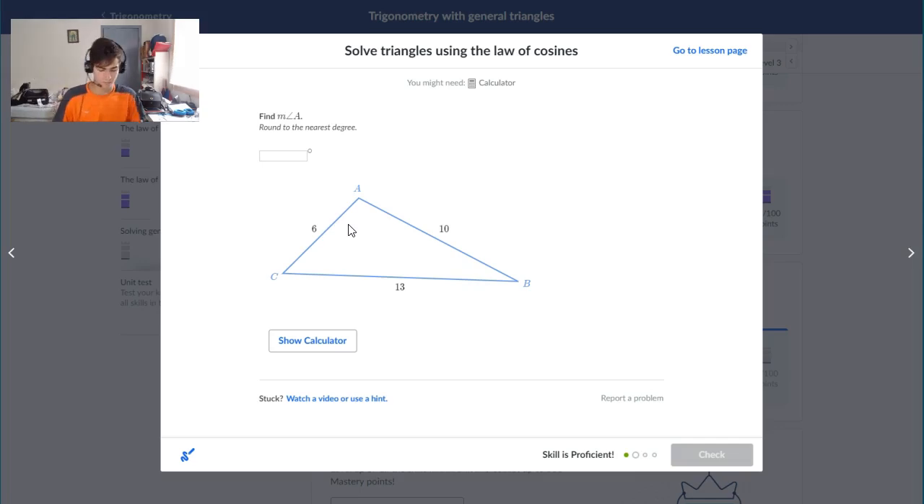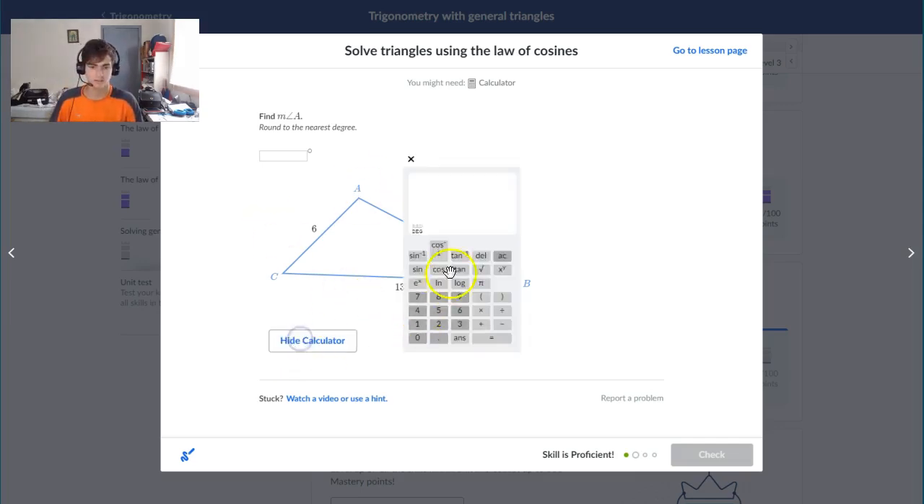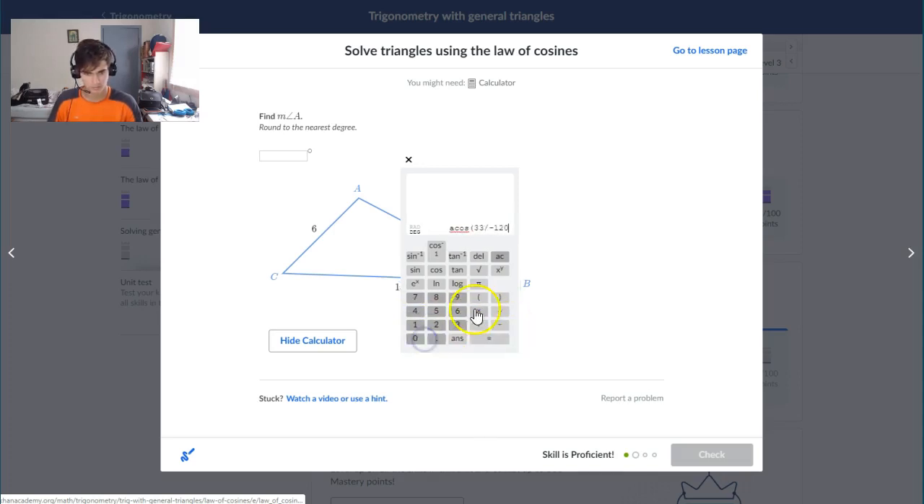So now what we have to do is use this calculator and find the inverse cosine of 33 over negative 120. So I'll plug it in right now.